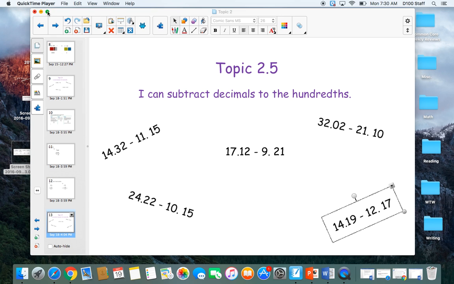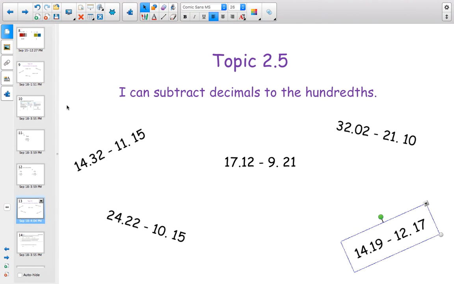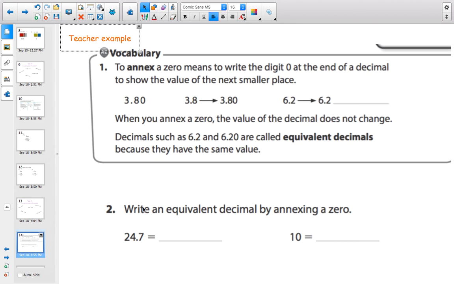Today's I can statement is I can subtract decimals to the hundredths. So it's going to be similar to yesterday. We're going to use our standard algorithm to solve our subtraction problems. Let's take a look at an example together.